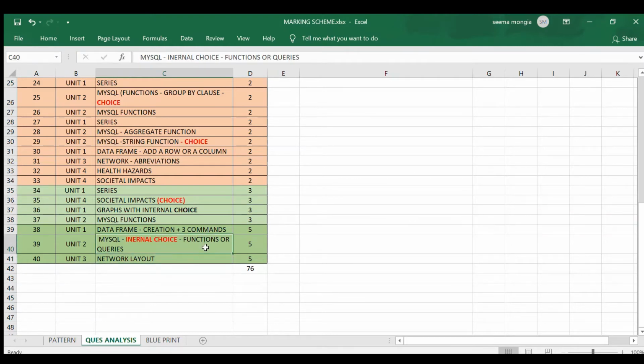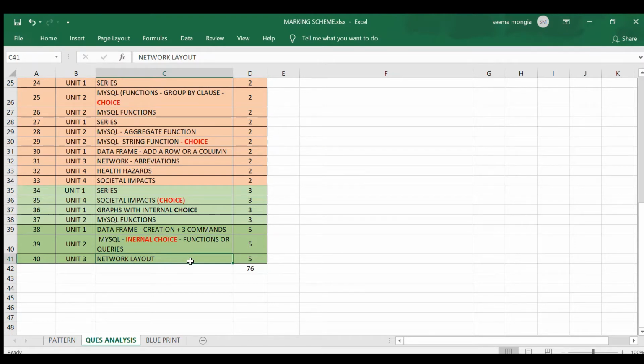But yes, MySQL case study questions are normally not very tough questions if all the concepts are covered by you. That will be covering at least 1 question from group by clause, 1 question from maybe aggregate functions, 1 question from other functions like text functions or string functions or numeric functions, and another maybe related to pattern or simple queries. And the last, fifth question is a network layout question. This is based upon the practical application of the concept you have learned in this Unit 3.